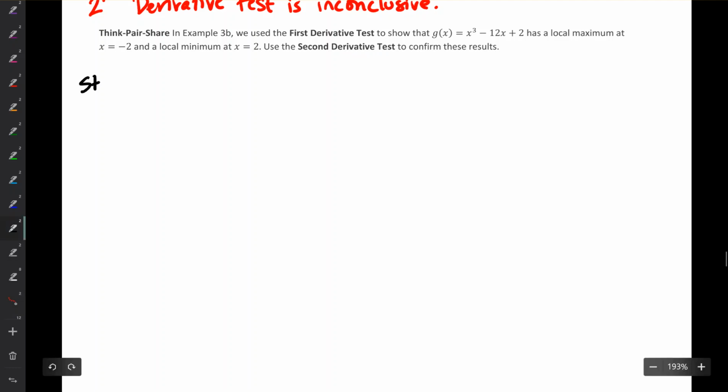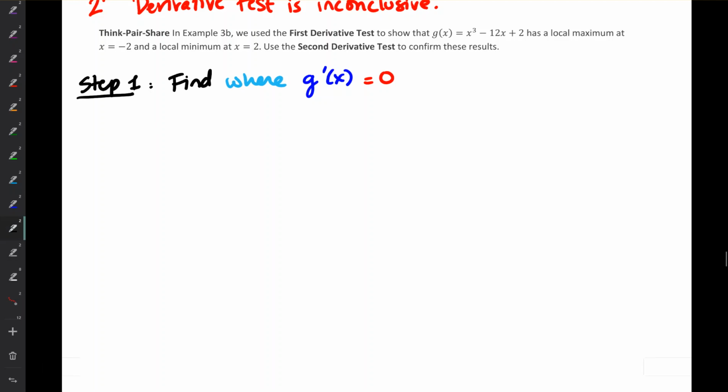So the first step is to find where the first derivative is 0. And again, where means where in the domain. And we're using g here. Right, and we did this already. Here's your g prime: it is 3x squared minus 12. It's equal to 0.